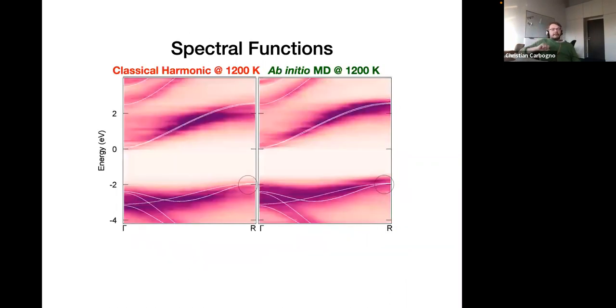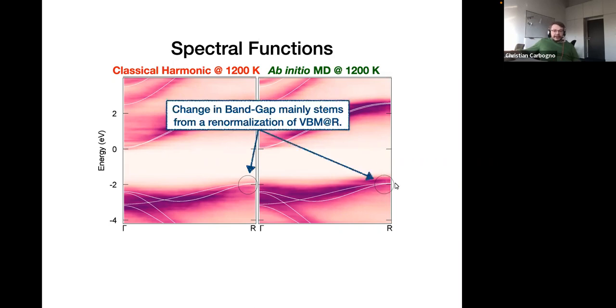Here we can look at that more closely using, for instance, spectral functions. So this is again the spectral function computed with classical harmonic and ab initio MD at 1200 K. And it obviously looks noisy. This is a very anharmonic system with strong anharmonic coupling. So I want to point you to this region here where you clearly see that the classical one has not changed much. Actually, the classical harmonic system is relatively sharp here, while in the MD calculation, we see a stronger renormalization. So this valence band maximum has risen and gives rise to this strong renormalization.